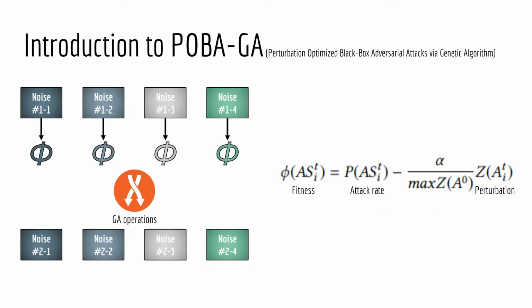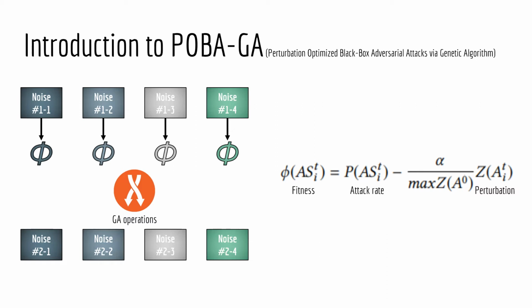I guess you are now ready to take a look at our problem more deeply. Now I will introduce you to a black box attack algorithm called POBA-GA. This algorithm uses a genetic algorithm to generate optimal adversarial examples.